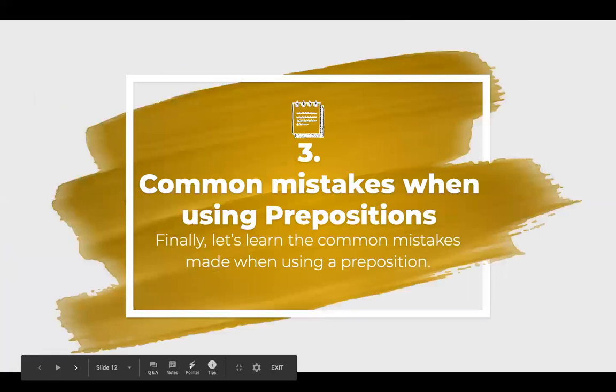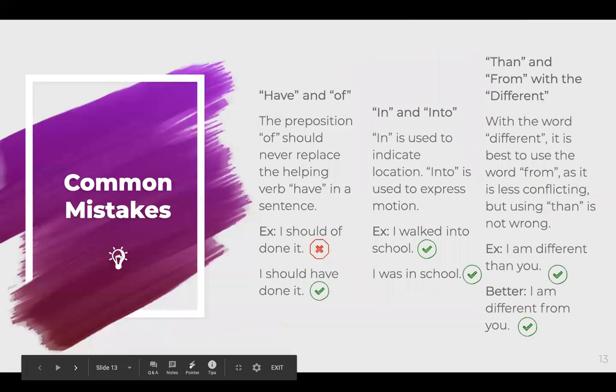Here are some common mistakes when using prepositions that we should avoid. The preposition of should never replace the helping verb have in a sentence. For example, I should of done it is wrong. I should have done it is correct. In and into are two separate words with different meanings. In is used to indicate location, and into is used to express motion. I walked into school, I was in school. So do not use the words interchangeably, or the sentence will not be correct.